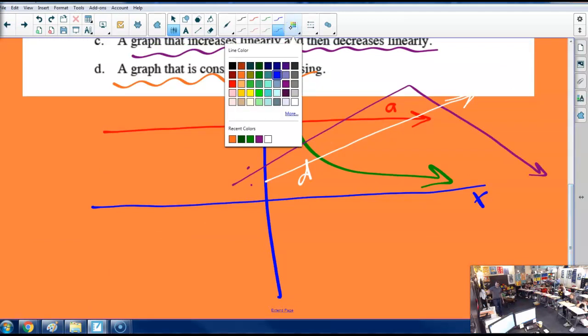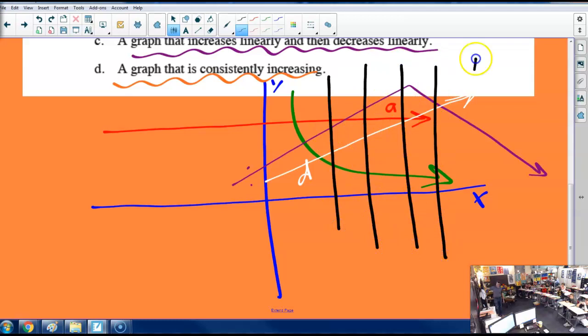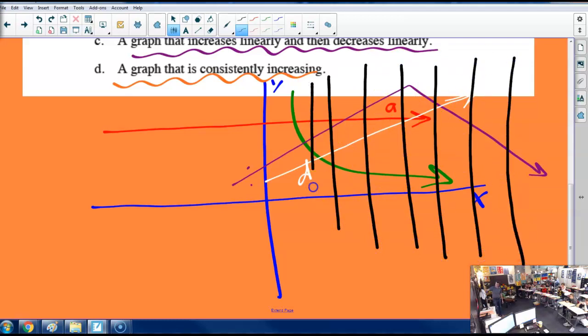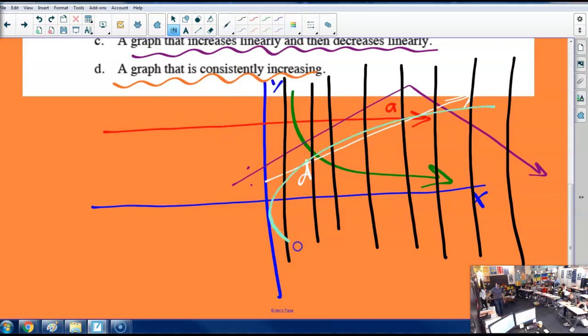What color haven't we used? Black. Green, red, purple, or white. Regardless of which function I'm looking at, any of these vertical lines only hit that function once. So rules that somehow make our graph, like a parabola turned sideways, that hits the vertical line twice, is not a function.